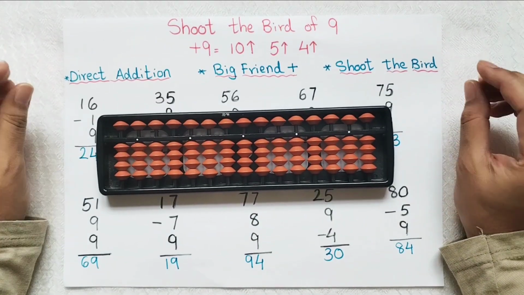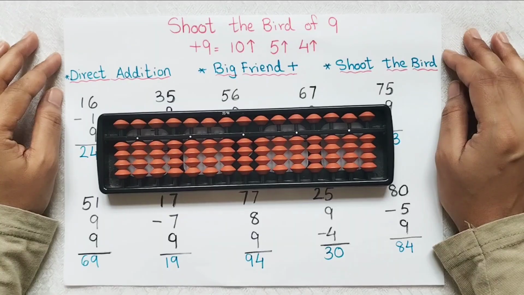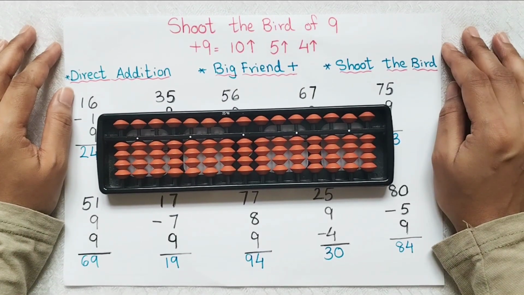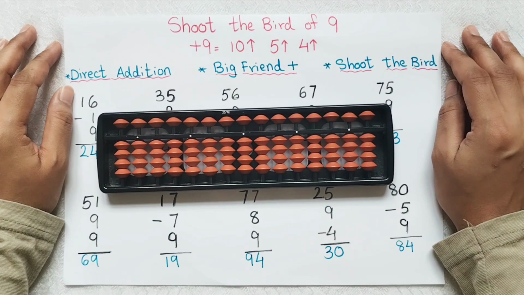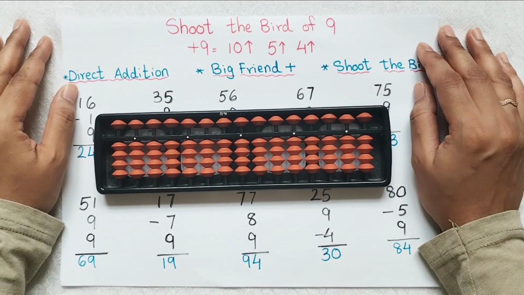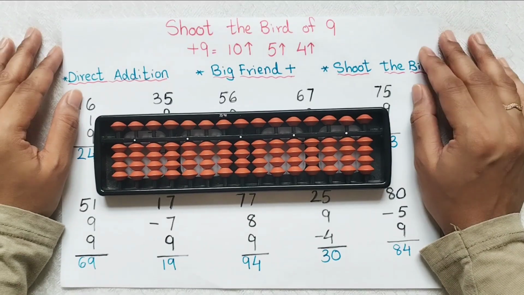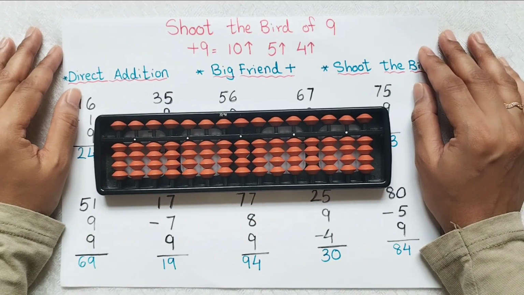Wow, that's it. You have just learned one of the easiest techniques in Abacus. Remember, Abacus is not about memorizing dozens of formulas. It is about understanding patterns and training your brain to think faster. The more you practice, the more confident, accurate and faster you will become.